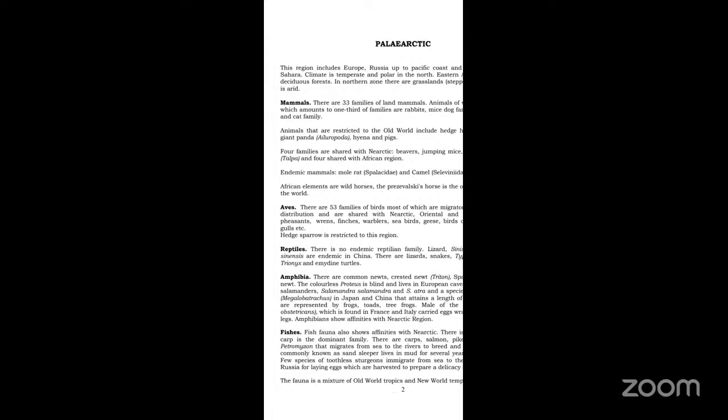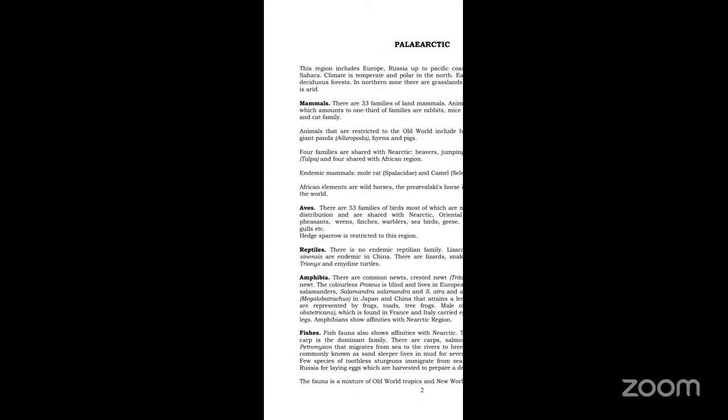Now aves, about 53 families of birds or the aves are present. They are all migratory in nature, and these aves are commonly found. They are also found in the Nearctic, Oriental, as well as African region. They include the pheasants, finches, wrens, warblers, seabirds, geese, birds of prey, cranes, terns, as well as the gulls.